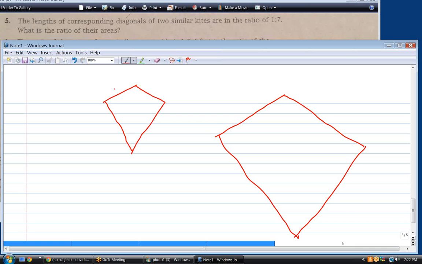In other words, if this is a 60-degree angle and a 120-degree angle, then so is this. What makes them similar is they have the same angles. And it turns out that if they are similar, then their sides are proportional. If this is 1, this is 7. That's what the first statement says. The lengths of the corresponding diagonals. Now, what they really meant was, there's the corresponding diagonals.